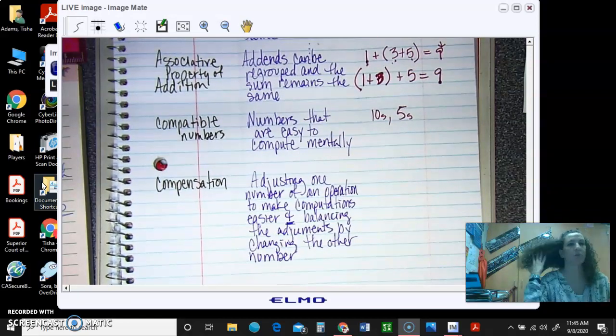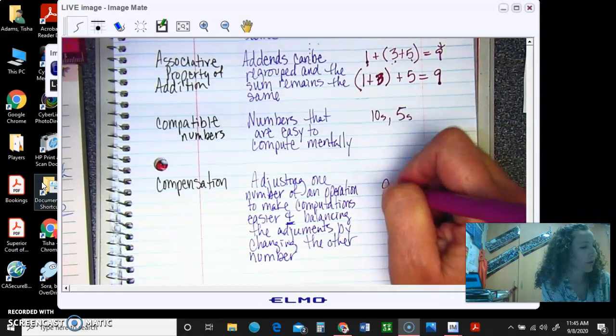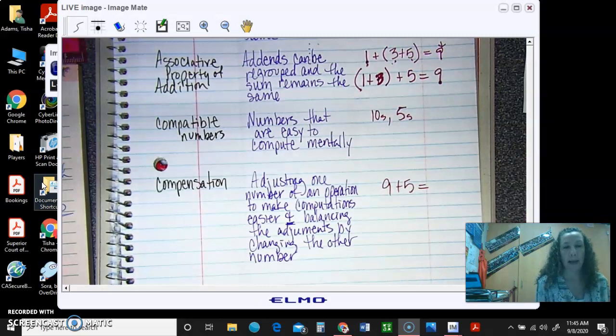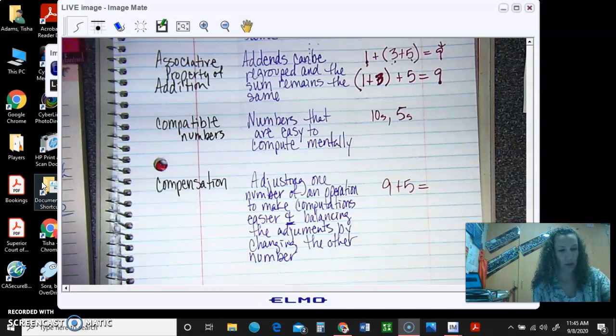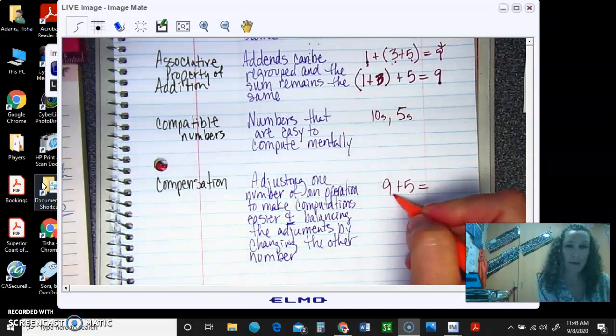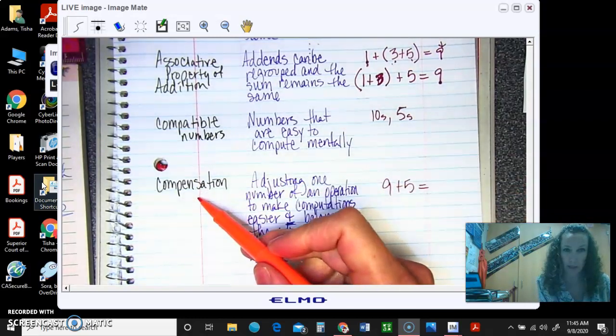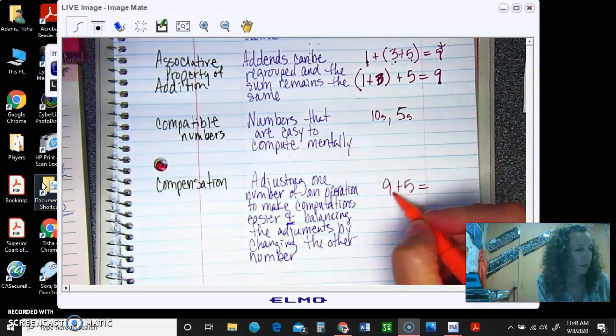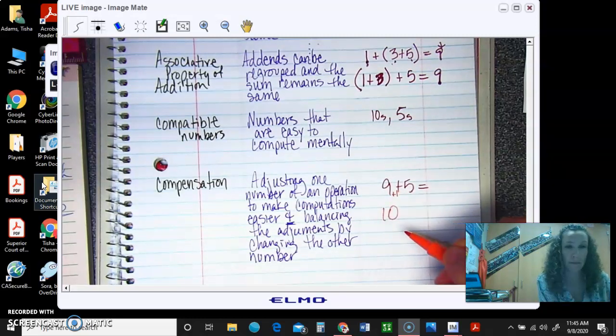So this is one that you guys should have learned way early on when you're working with nines. Okay, so for our example here, 9 plus 5. Well, that might not be automatic when you're first learning to add your nines. But what you would do is I'm going to compensate. I'm going to add one to the 9 and make it 10. Okay? Because 10s are really easy to add to.